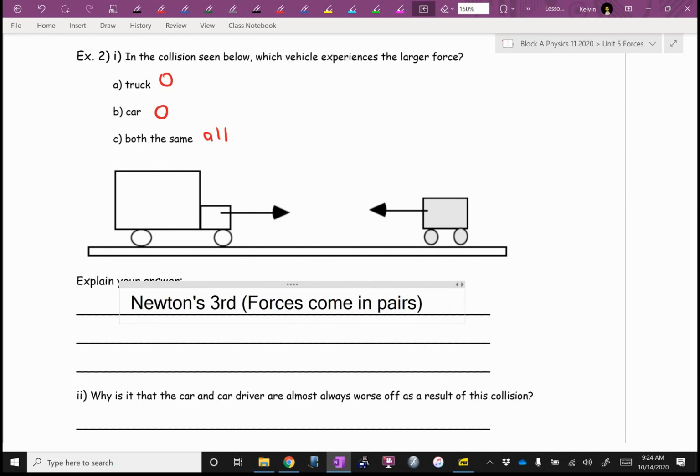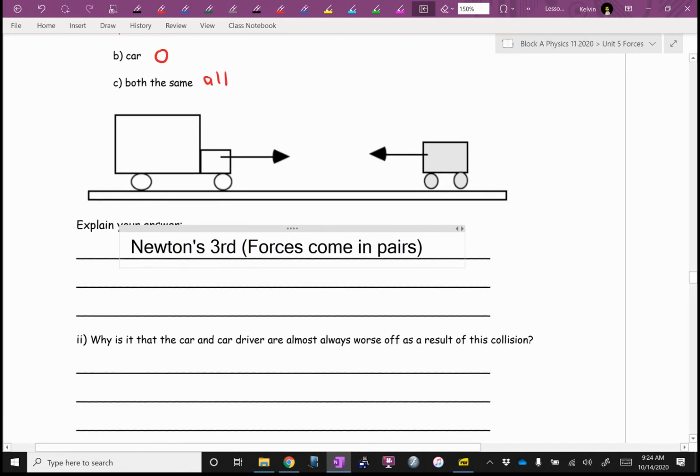So then here's the question. Why is it that the car and driver are almost always worse off as a result of this collision? Yeah. There's more mass behind the truck, or more mass protecting it. Hey, Kiana, what's your law? Smaller mass results in, from the same force, a smaller mass results in a bigger what? What does damage in a car accident is not the force, it's the acceleration.